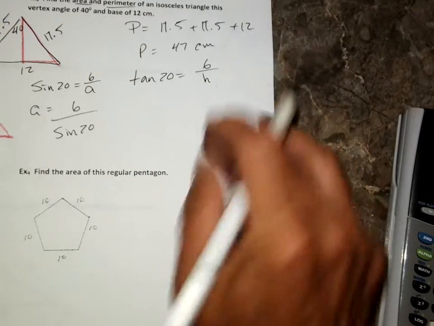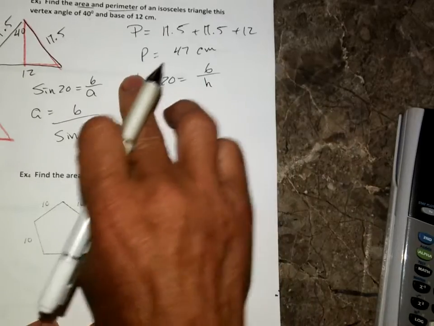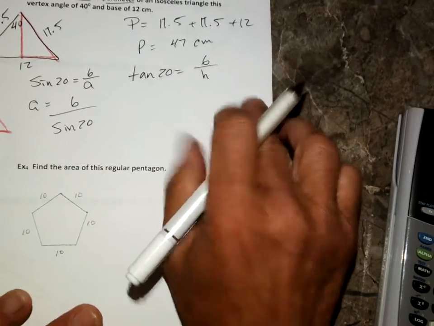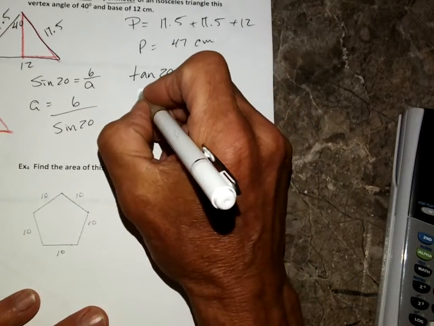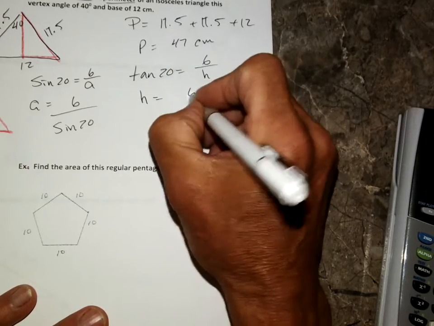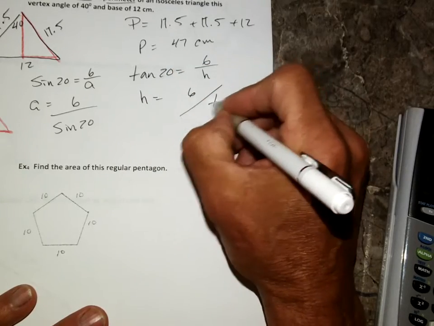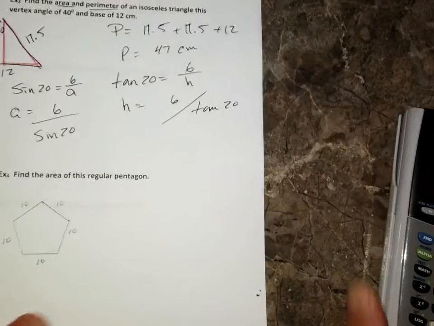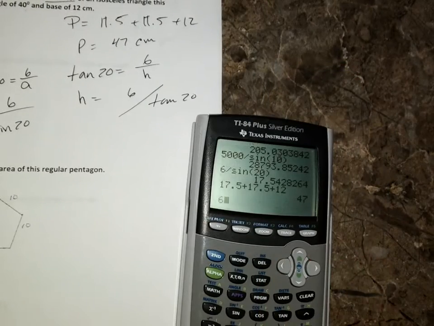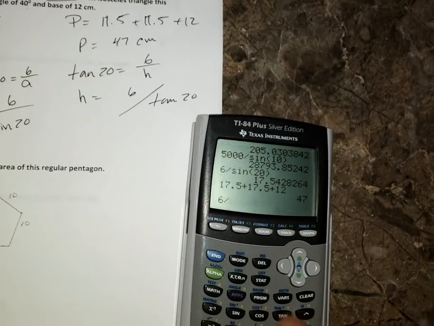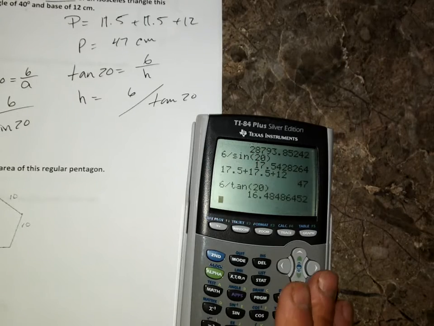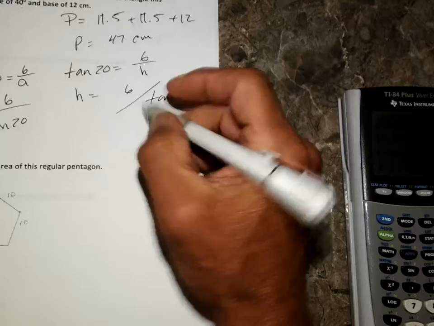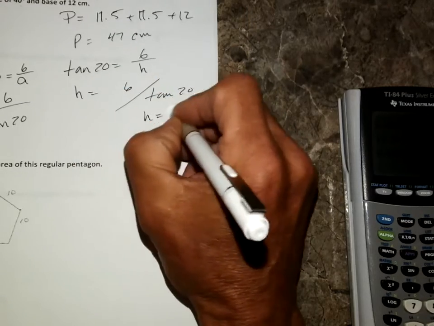And again, same thing, if the h is on the bottom, we'll multiply by h and divide by the tangent of 20. Let's do that all in one step. h is equal to 6 divided by tangent of 20, okay? And I'll just use my calculator. 6 divided by tangent of 20. Again, if I'm going too fast, just pause the video. 16.5 about, so the height is about 16.5.